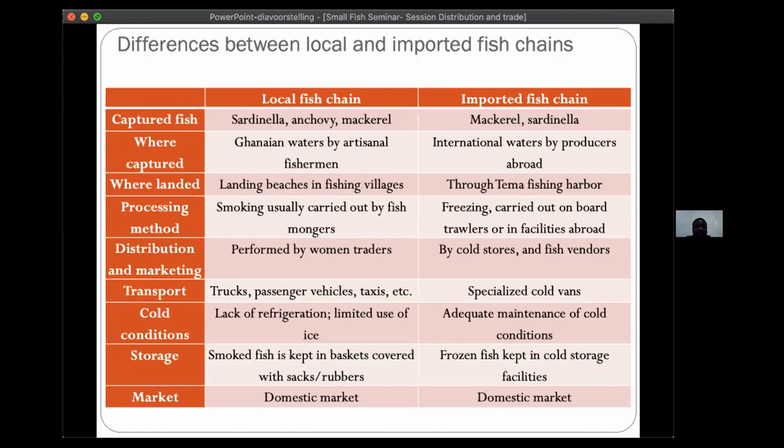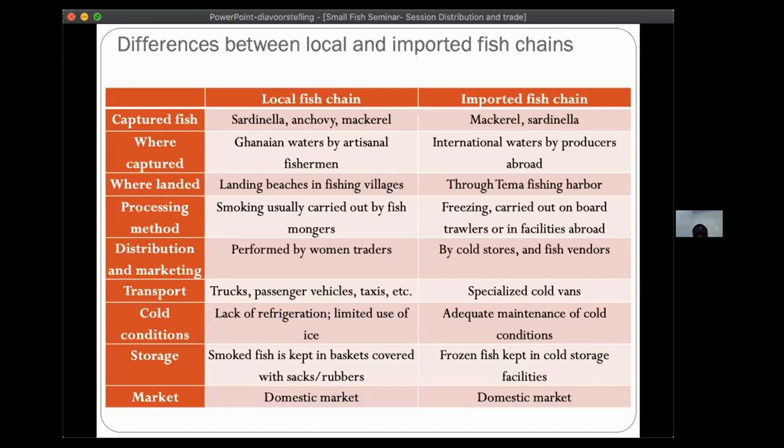Ordinary trucks are used in transporting the local fish chain, whilst in the imported fish chain, they use specialized cold vans to transport the fish from the port, the Tema Fishing Harbour, to cold stores in Accra and in Tamale. But it takes a shorter time to transport fish to Accra because of the closeness of Accra to Tema, whilst it takes about a day to get the fish to cold stores in Tamale.